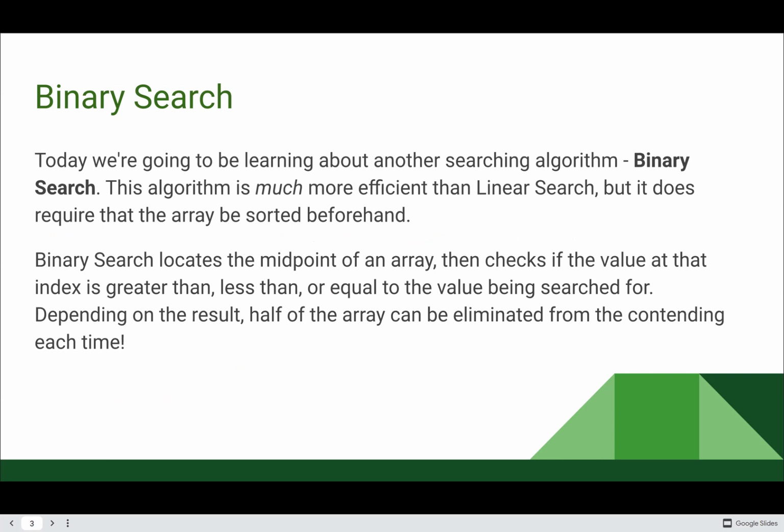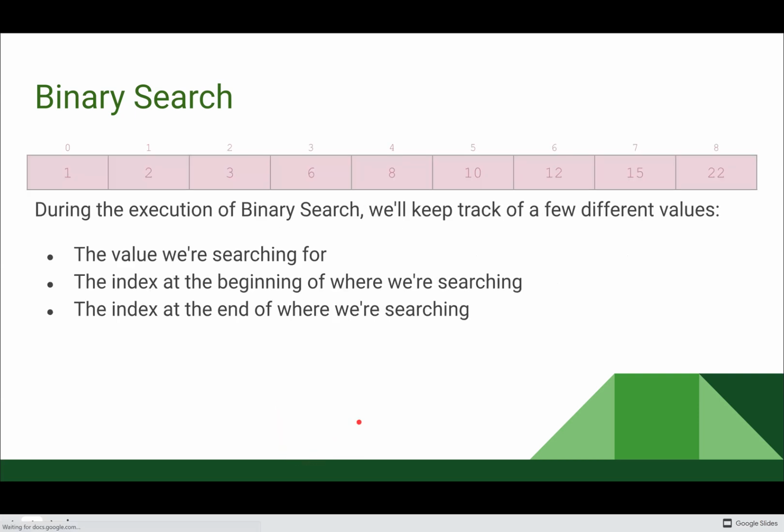So the way that binary search works is it finds the midpoint of an array. It checks if the value at that index is greater than, less than, or equal to what we're looking for. Depending on the result, we can eliminate half of the array from the search each time we perform a check. So let's look at how this looks and we'll work it out.